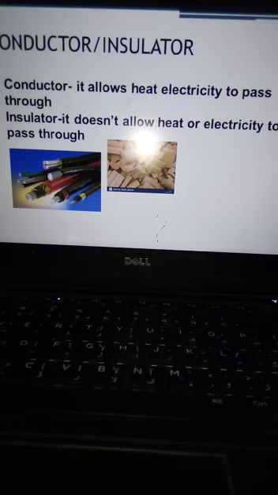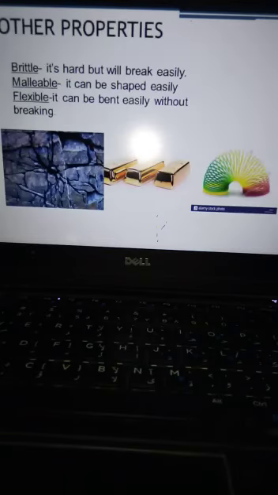Conductors and insulators. Conductivity, it may be electrical conductivity or thermal conductivity. Conductors allow heat or electricity to pass through them. Like metals are good conductors of electricity and heat. An insulator doesn't allow heat or electricity to pass through.